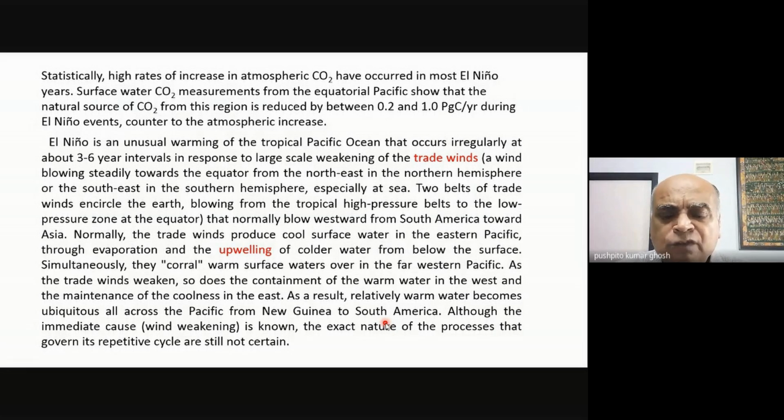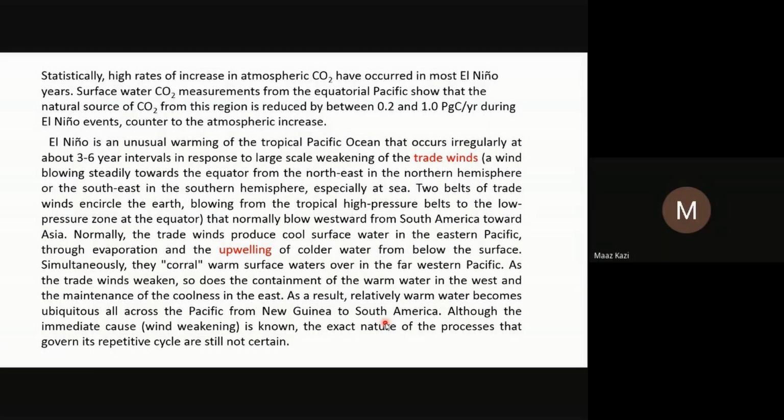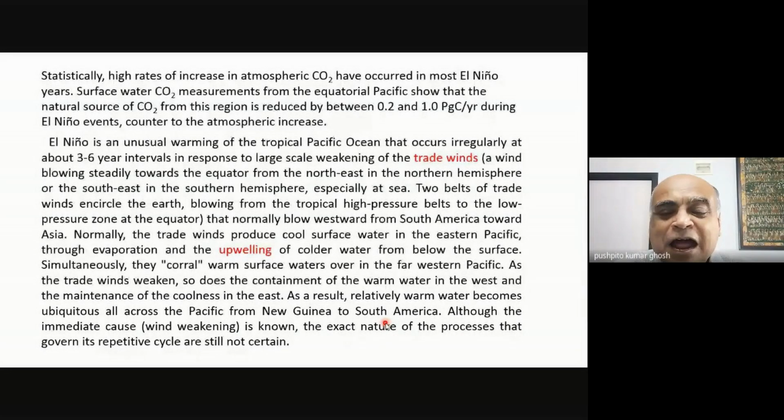There is also something known as the El Nino effect. Has anyone heard of El Nino? Have you heard the term? Yes, sir. It is a kind of heat wave that was formed above North America towards the Pacific side. Very good. Excellent. So let's try and understand what happens in El Nino years.